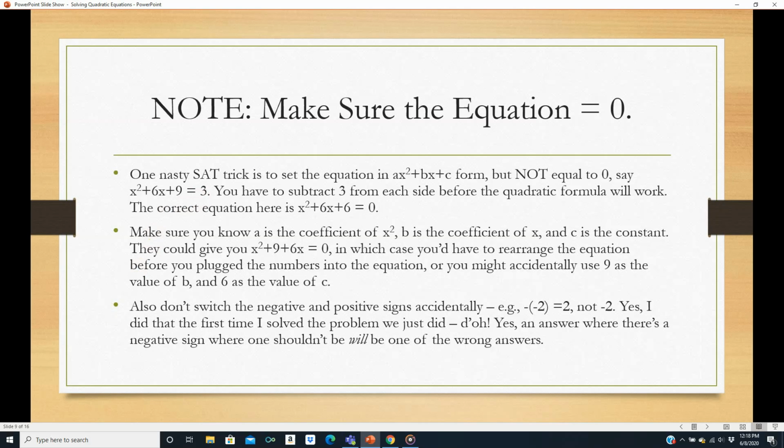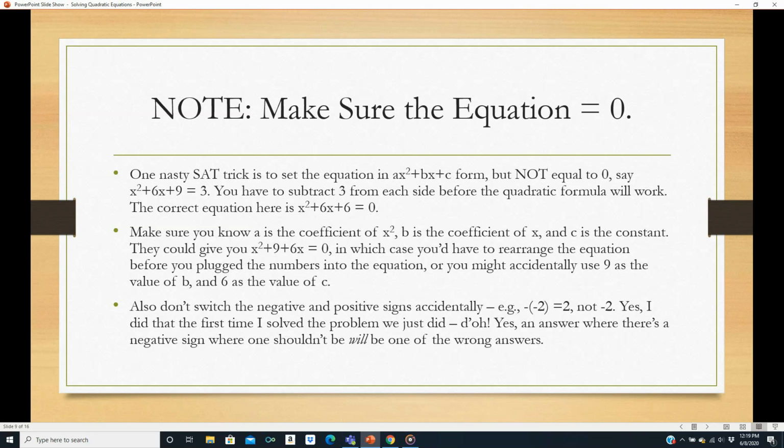Make sure that you know a is the coefficient of x squared, b is the coefficient of x, and c is the constant. They could give you the problem in the wrong order, so they could give you x squared plus 9 plus 6x equals 0, in which case you'd have to rearrange the equation before you plug the numbers into the formula. It'd be easy enough to just go x squared plus 6x plus 9 equals 0. Or you might accidentally use 9 as the value of b, or 6 as the value of c, or probably both. If you do one, you're probably also going to do the other. And again, as I said in South Park, you're not going to have a good time. You'll get the wrong answer, and then you'll be sad.